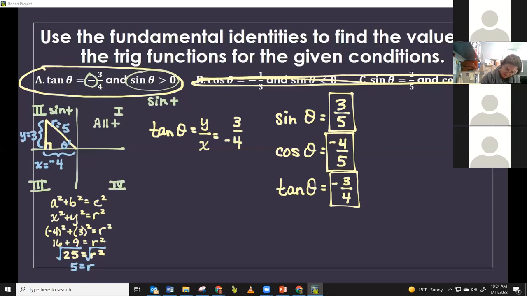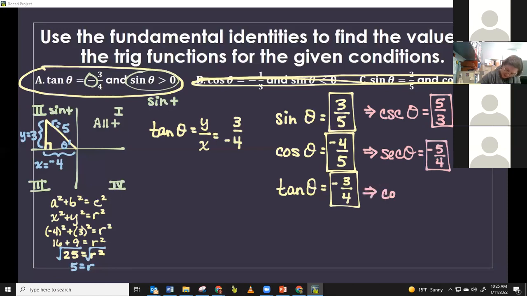What's the reciprocal of sine again? Cosecant. Remember, every reciprocal pair needs a co. Cosecant would be 5/3. Reciprocal of cosine? Secant. Secant of theta is going to be -5/4. And then cotangent will be -4/3.